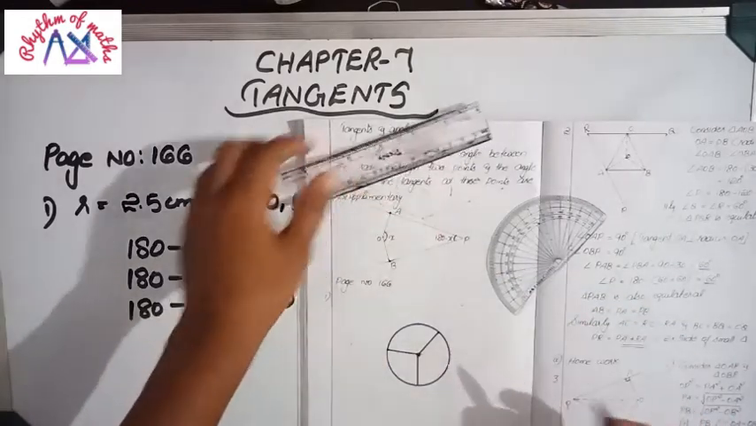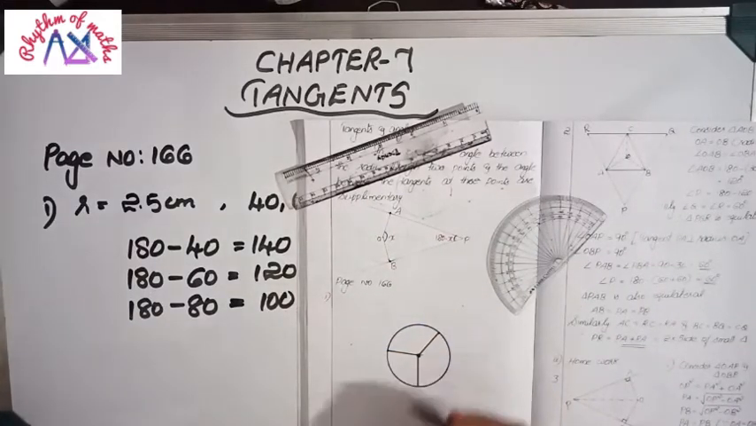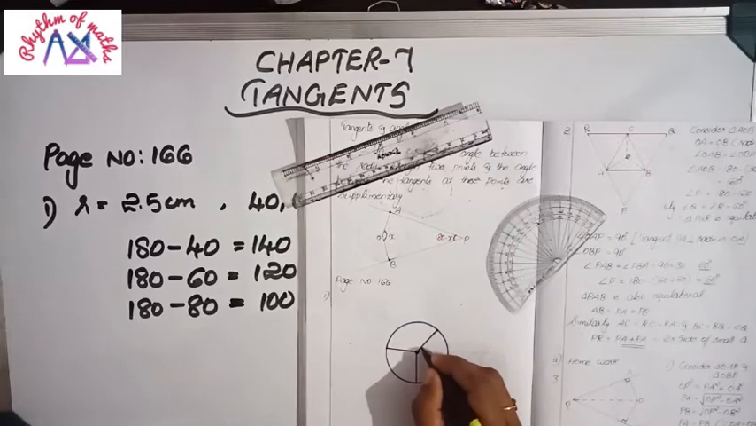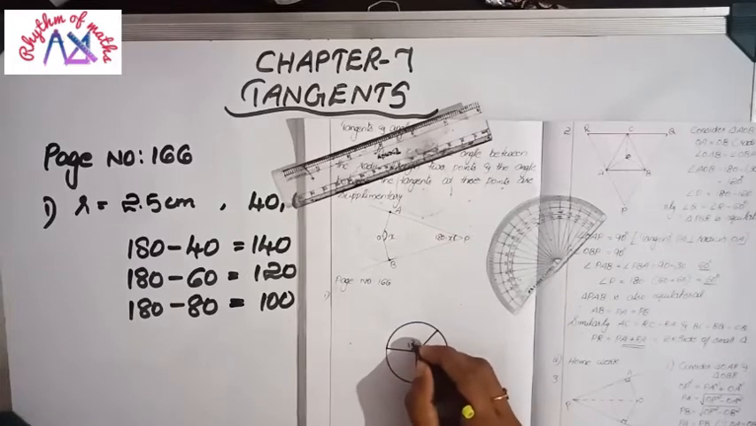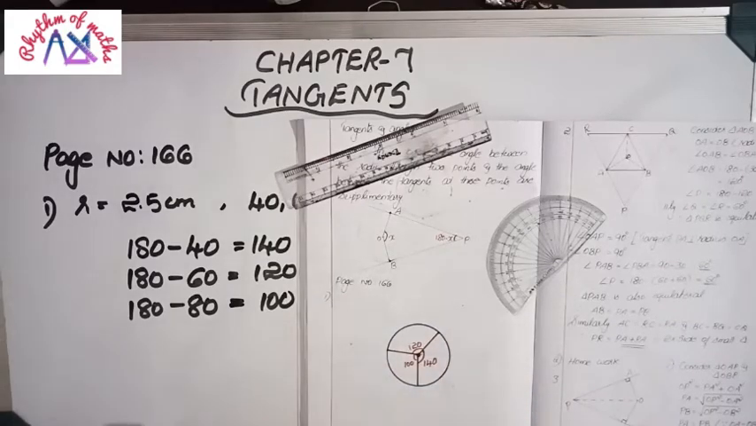Only the line inside the circle is enough. So we got three angles. No need to measure 100 degrees because the remaining one will be 100. So this angle is 140. Next is 120. Then the remaining one will be 100 degrees. So we got 3 points.